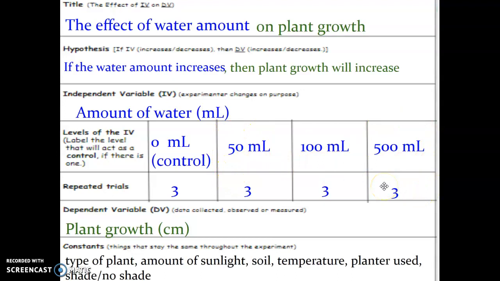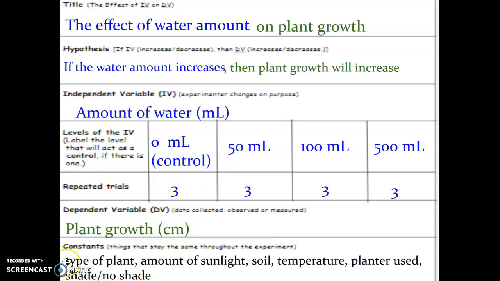Okay? And in our prompt, we saw that we will have 3 plants that receive 50 milliliters of water, 3 plants getting 100, 3 plants getting 500, and 3 plants getting 0 milliliters of water.